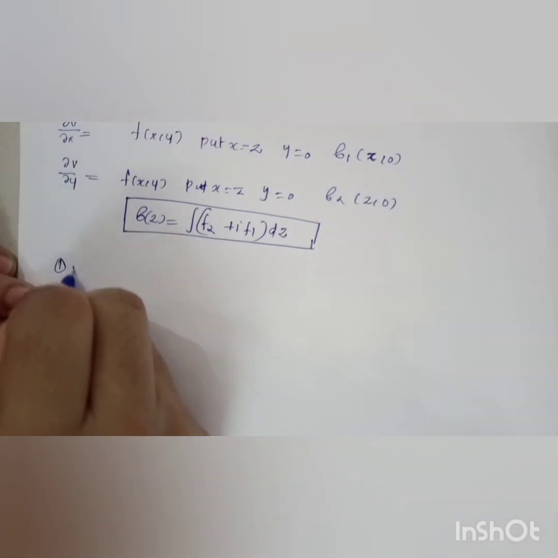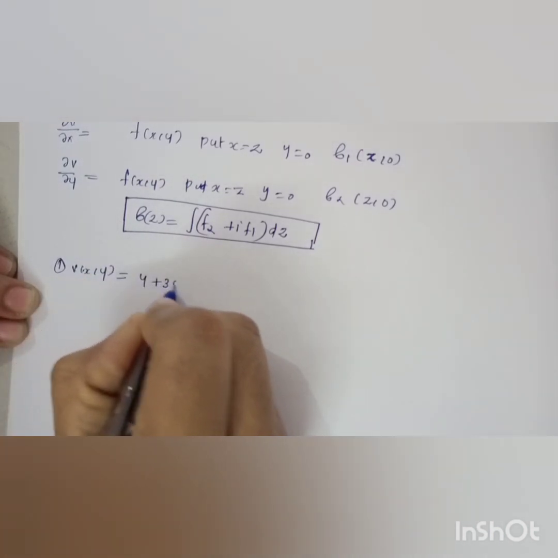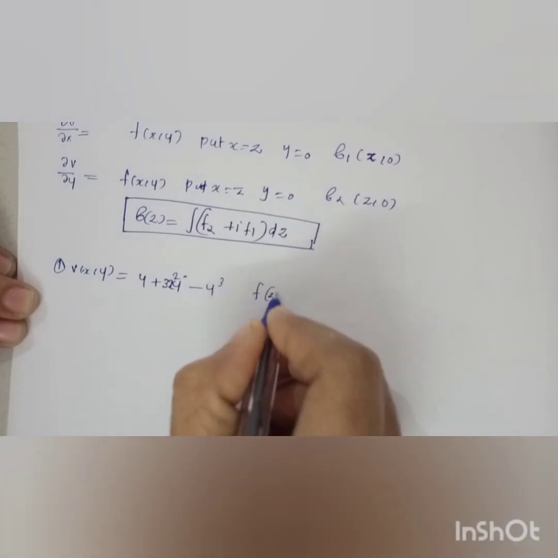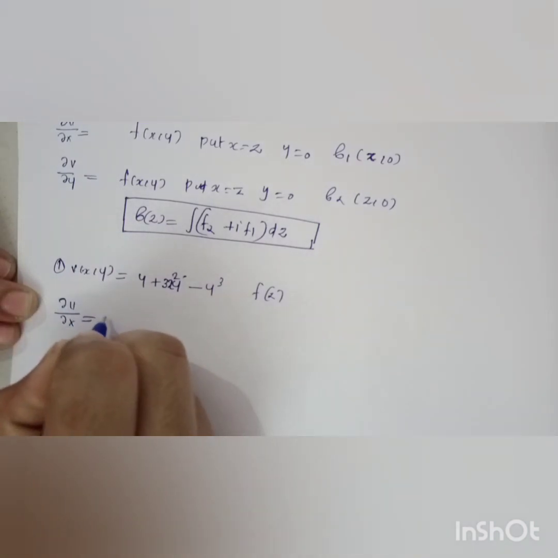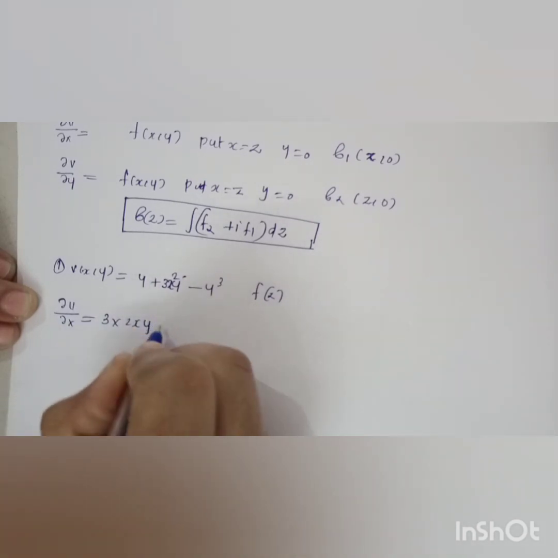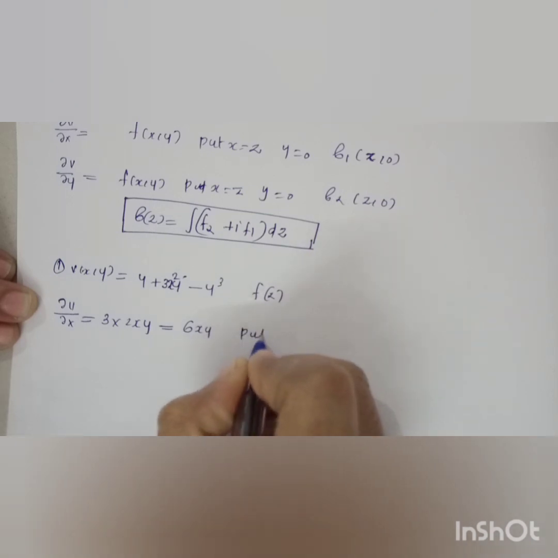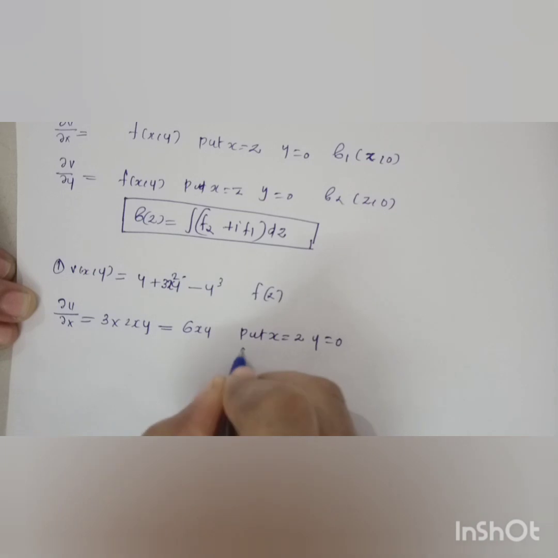So the problem: v of x comma y is equal to y plus 3x square y minus y cube. Find f of z. So dou v by dou x is 3 into 2xy, since only x is there, so 6xy. Put x equal to z, y equal to 0, so this is 0. So f1 is equal to 0.